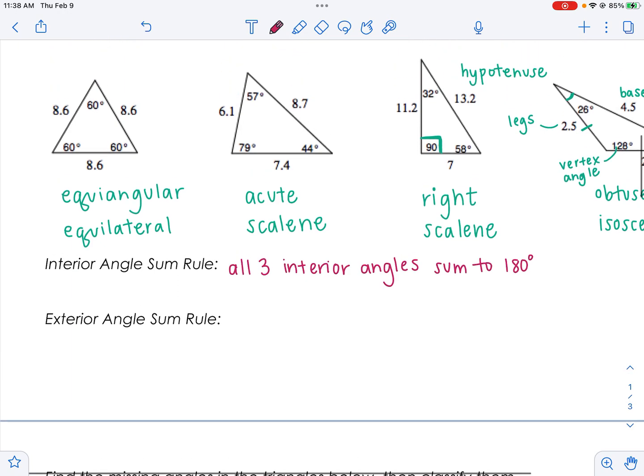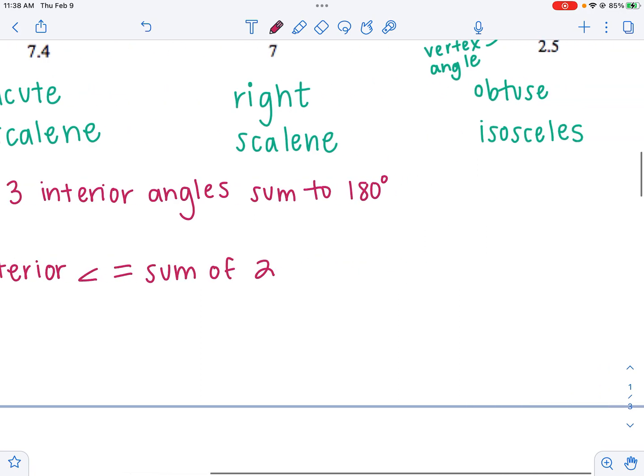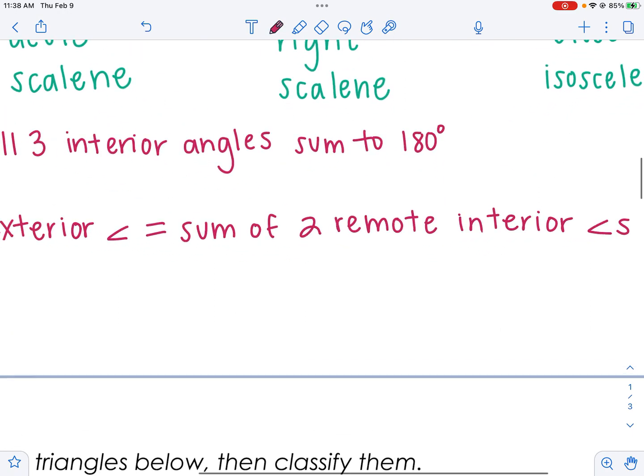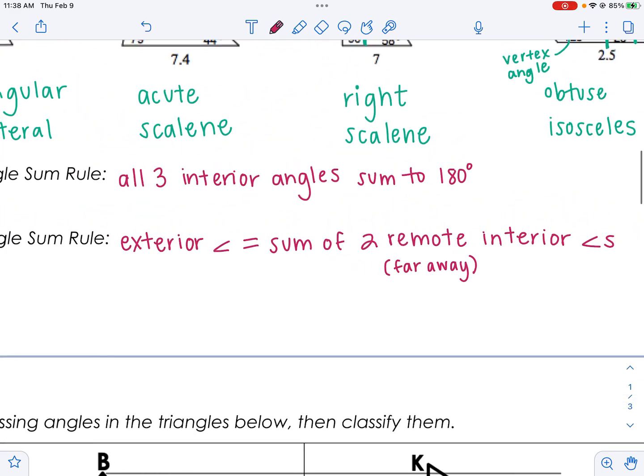Our exterior angle sum rule is a little bit different. Our exterior angle sum rule says that the exterior angle is equal to the sum of your 2 remote interior angles. And you might be thinking, what's a remote interior? Well, think of a remote island, which is far away. That's what remote means. It just means far away. I like to think of it like this. If you're looking for the remote, it's typically far away. It's always on the other couch. It's always on the other side of the room. Just remember that remote means far away. Or you could think in geometry terms and say not adjacent.